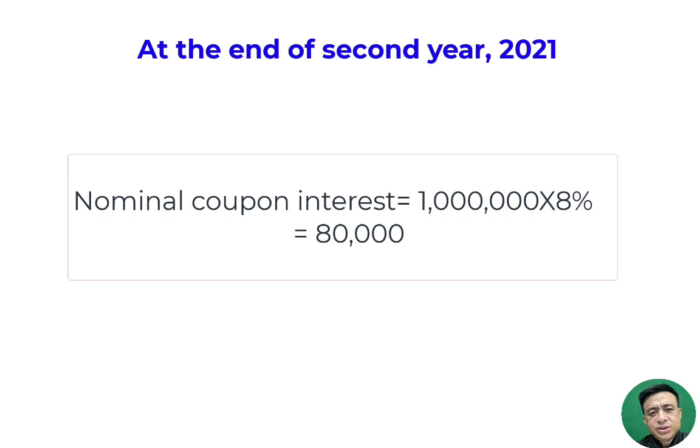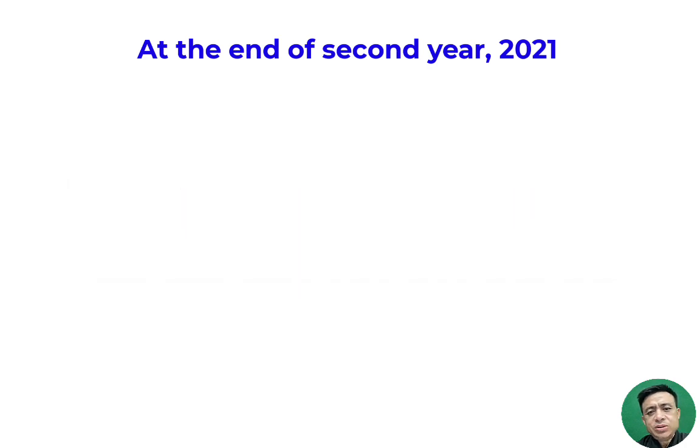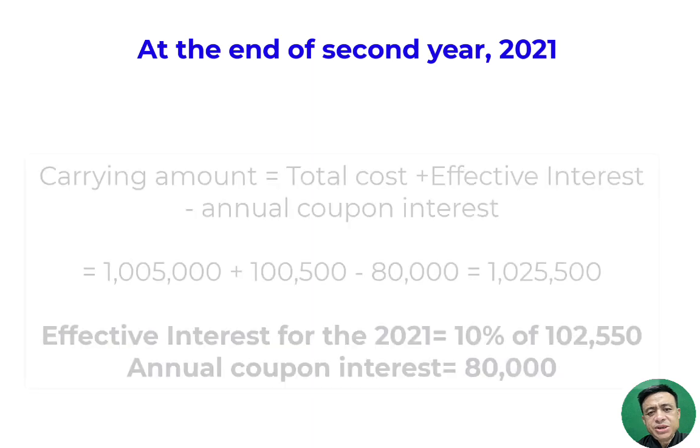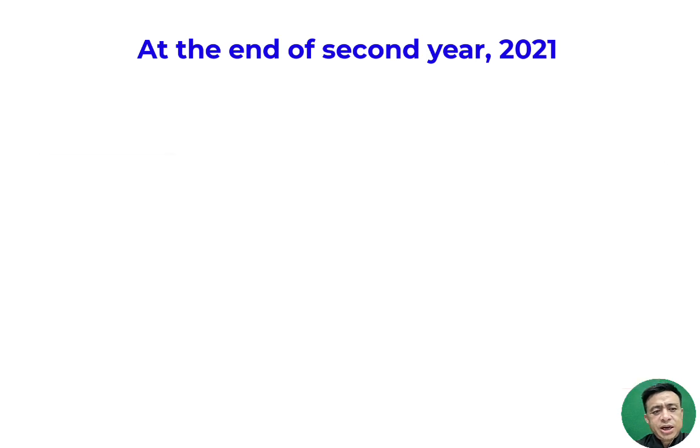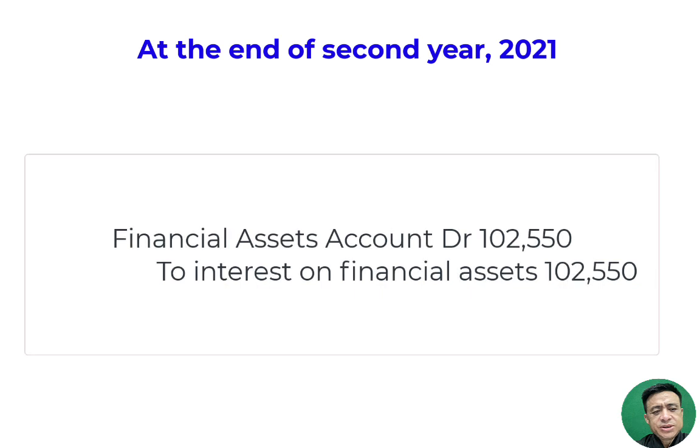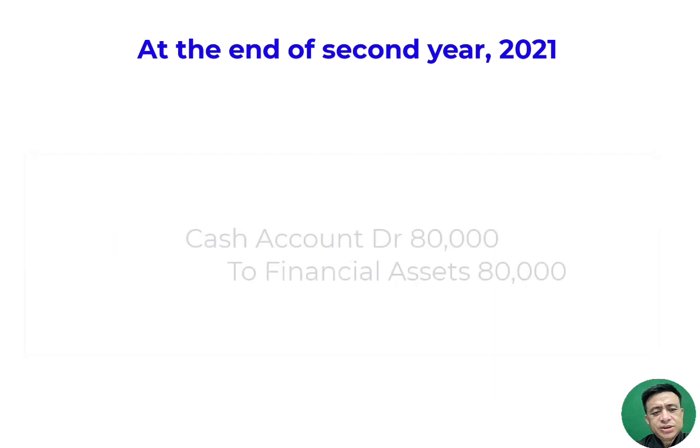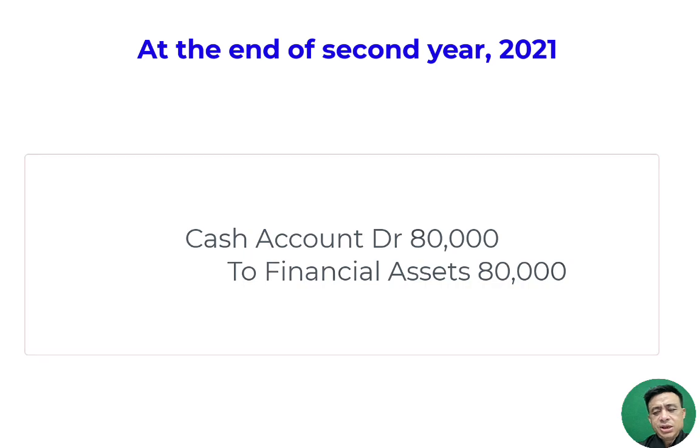Similarly, in the second year, company A is going to receive the annual coupon interest of 80,000. But the difference here is that the effective interest will be calculated on the carrying amount of the previous year. That's 10% on the carrying amount of the previous year, which is 1,025,500, and they pass the same entry as the first year, financial asset accounted to interest, but of that, 80,000 will be received by company A.